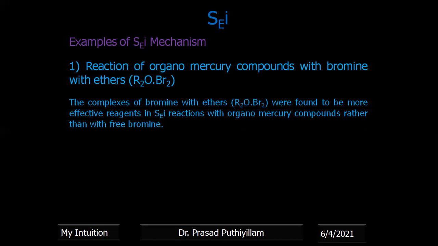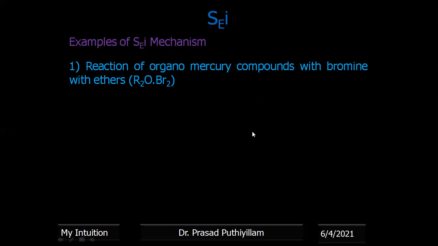So the first one is the reaction of organo-mercury compound with bromine and ether. That means the complex of bromine with ether was found to be a more effective reagent in SEi reactions with organo-mercury compounds than free bromine, a Br2 molecule attacking as the electrophile. It is supported with the ether, ROR, which is represented here as R2O. So I'll write the mechanism here.